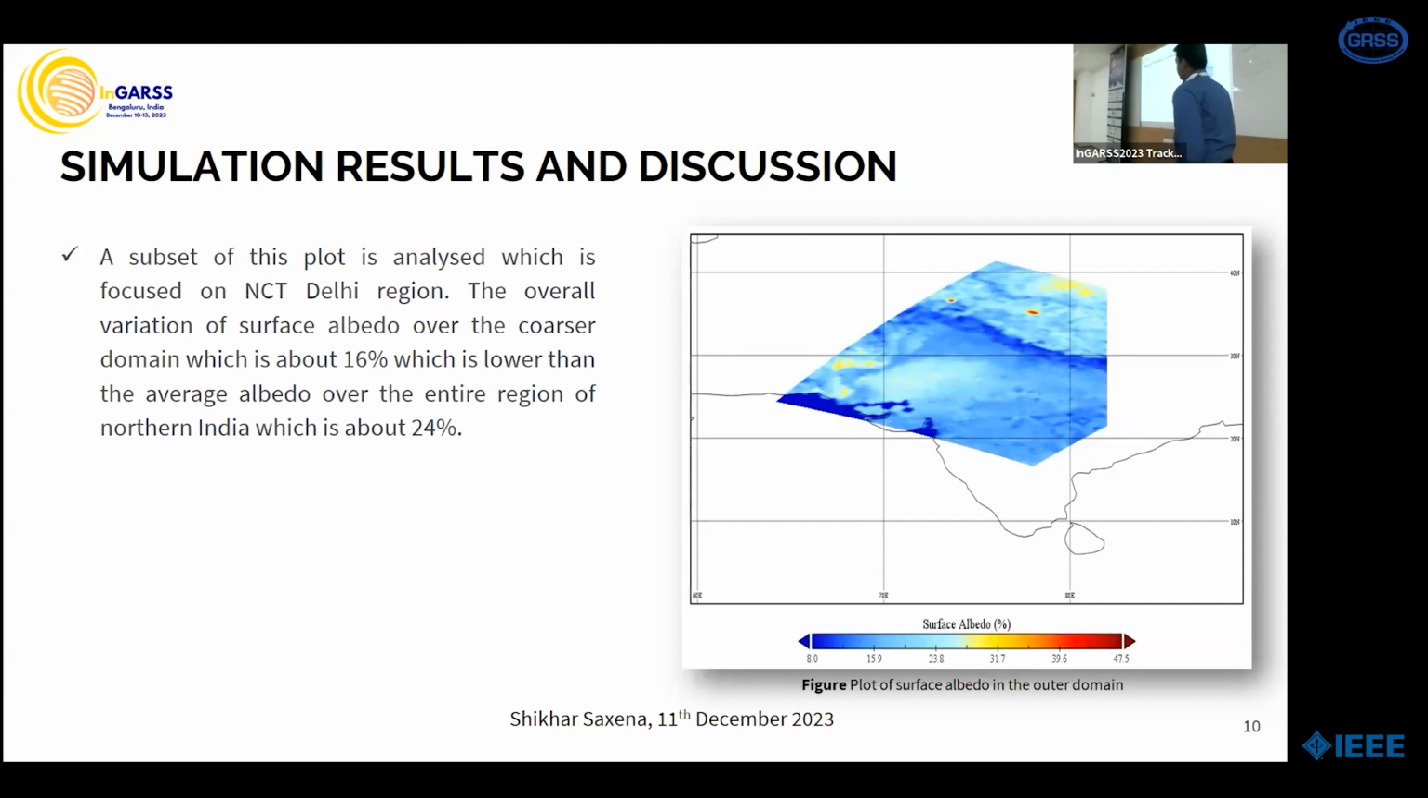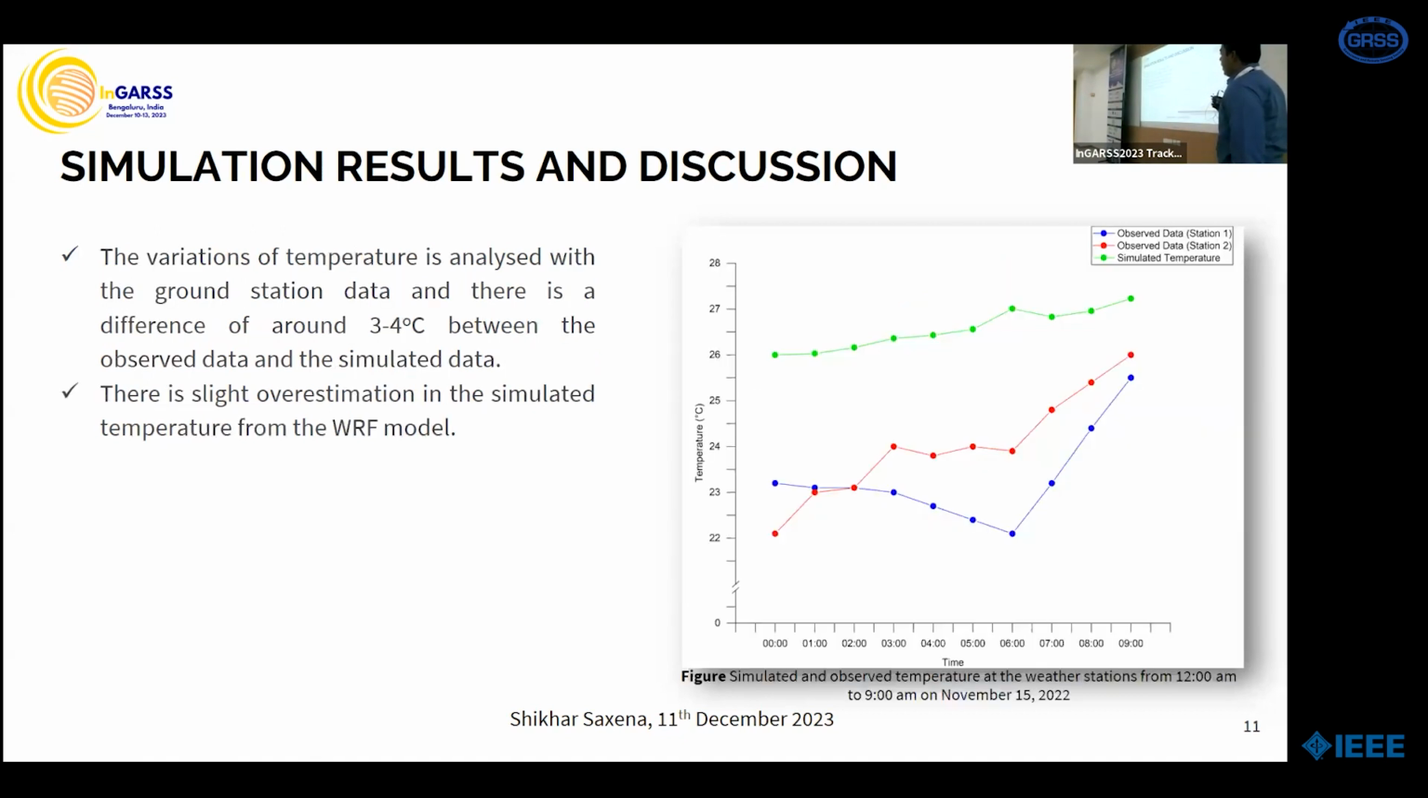And I also related these results to the albedo part. As you have clearly seen, the overall domain albedo is about 16%, which is very much lower than the overall Northern Indian albedo, which is about 24%. I also validated these simulated results against the meteorological IMD stations, which are situated at two locations in Delhi. We have seen an overestimation of the simulated temperatures by about 3 to 4 degrees Celsius, and this is maybe due to the upper atmosphere conditions, which are taken care of in this WRF model simulation.